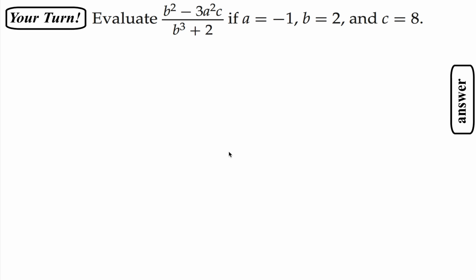Again, here's one for you to try. We will look at that together in class just to see how you did.